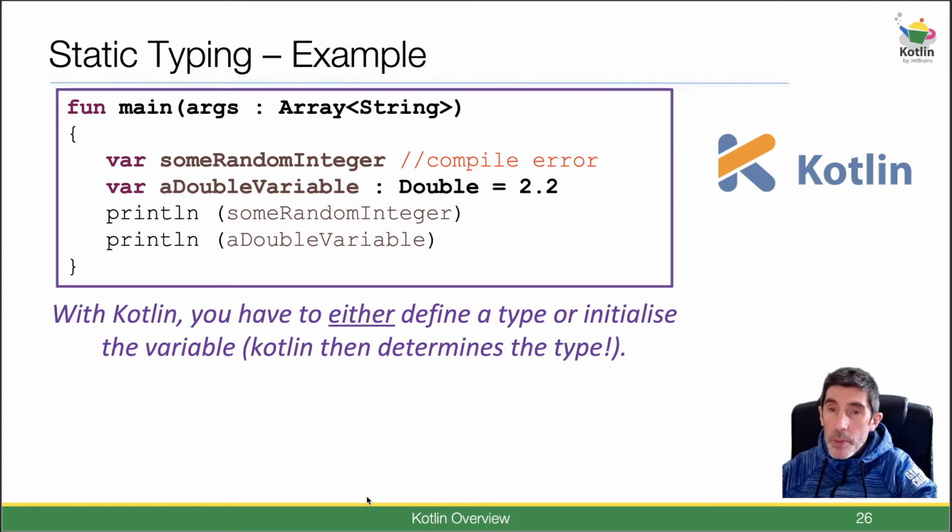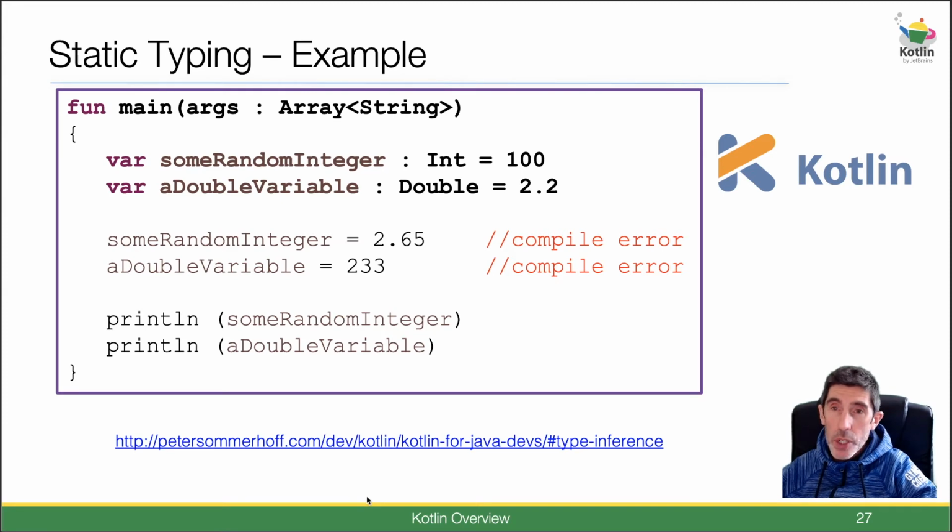However, just to make note of this, with Kotlin you have to either define a type or initialize the variable. Kotlin then determines the type. You can't just declare it like so, var some random integer, and leave it as it is. You have to either give it a value or specify a type, one or the other. Or you can do both, as we see in the second example. We're specifying the double, but you can't just declare it and decide later on to give it a value. You have to do it in the one declaration.